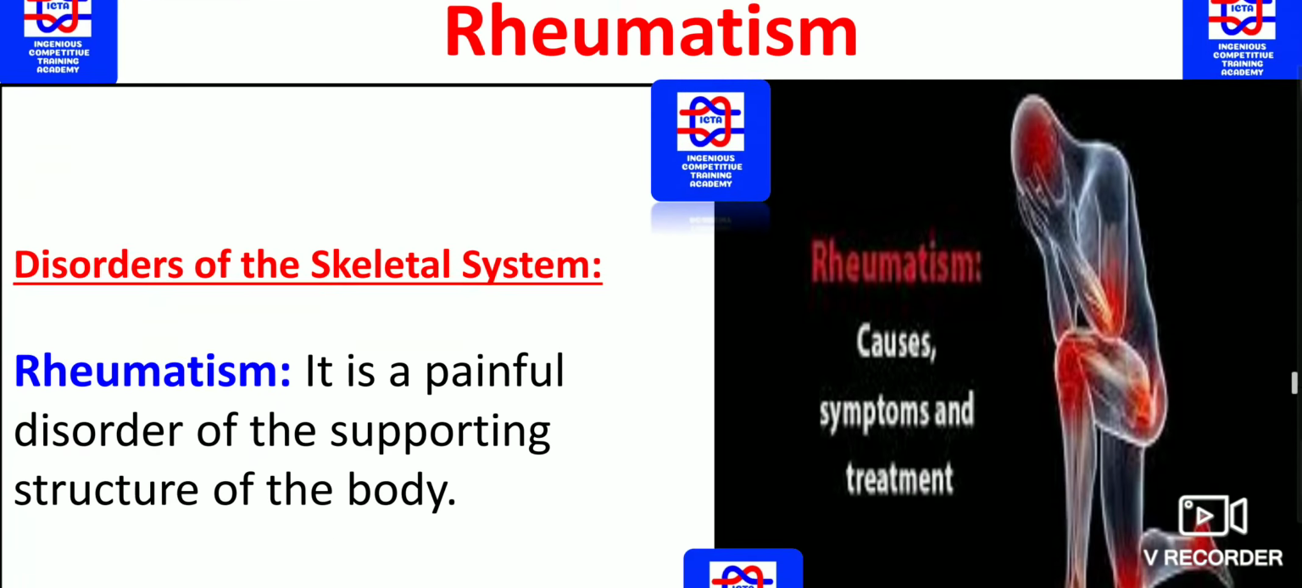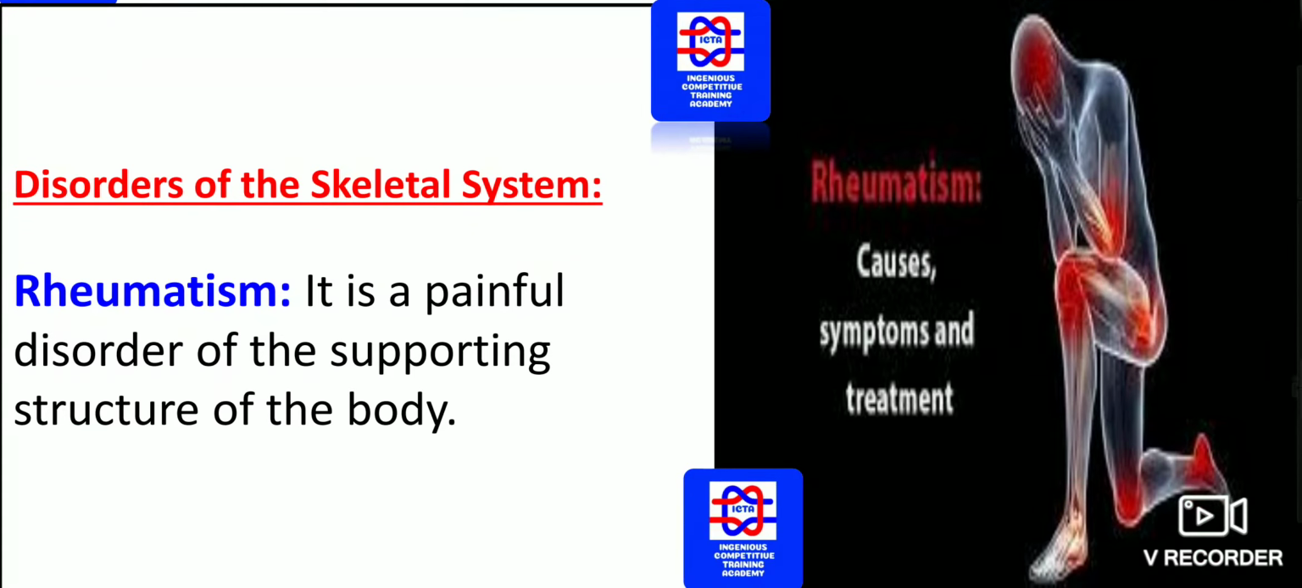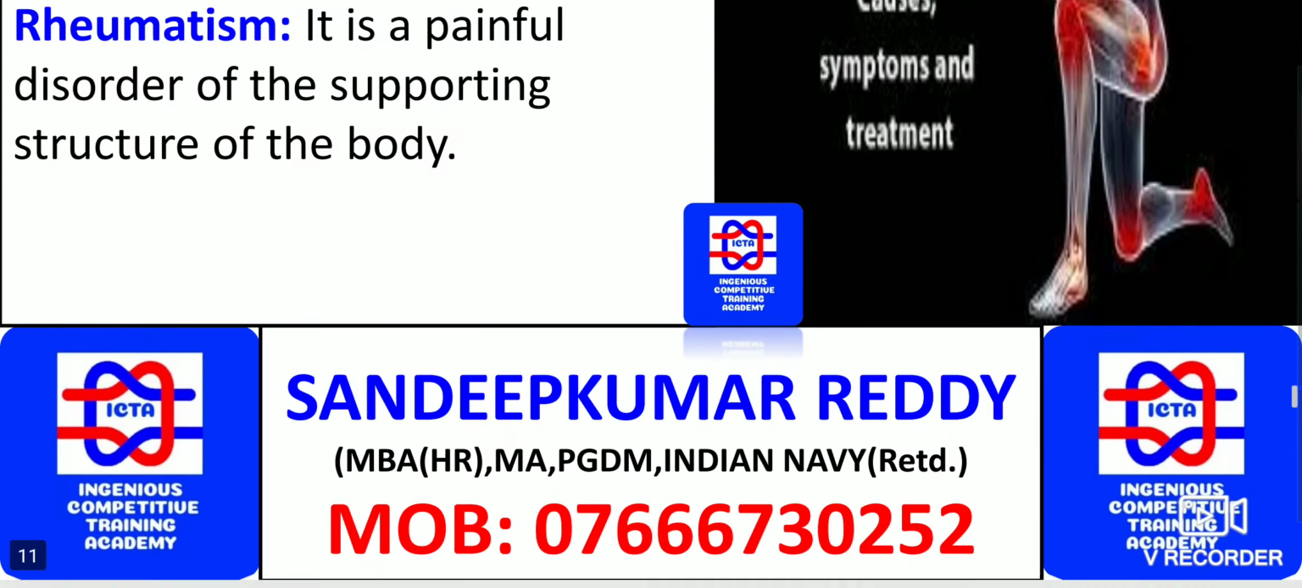which part it occurs. Next we have the disorders. We have rheumatism, that is a disorder of the skeletal system. This kind of rheumatism is a painful disorder of the supporting structure of the human body. You should know the causes and symptoms, and exactly how it is to be treated in the case of rheumatism.